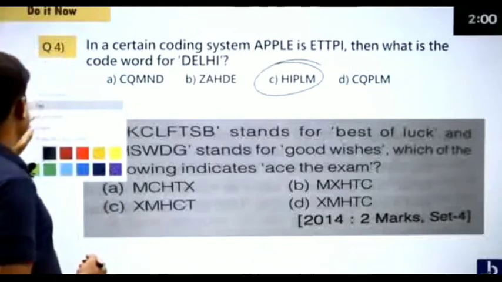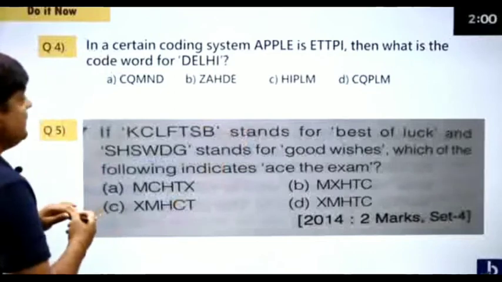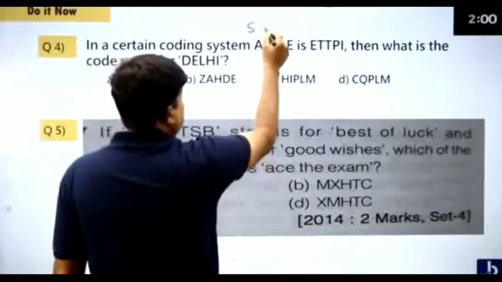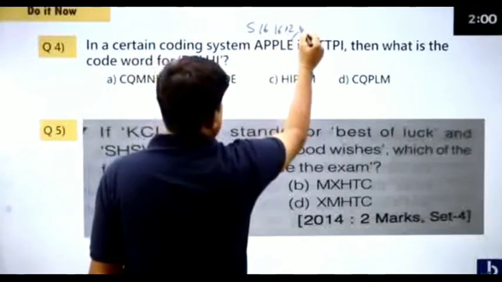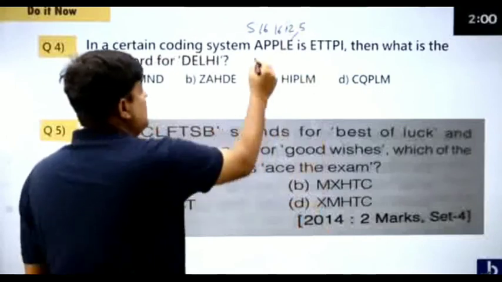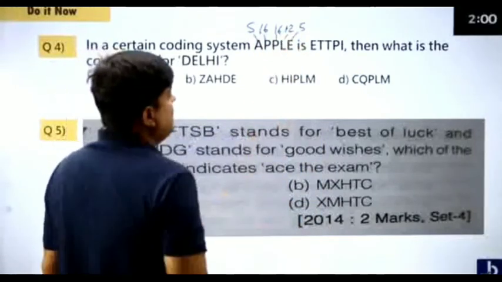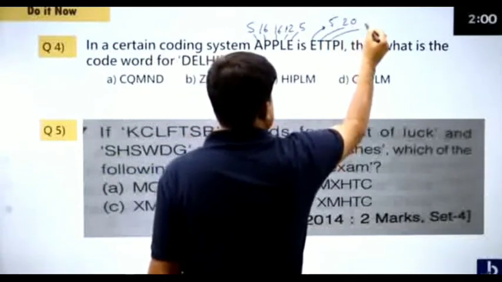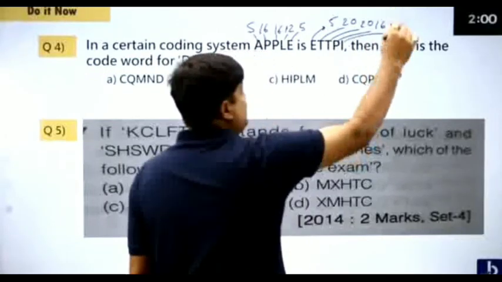Clear? So, Aniket has got the wrong answer here. So, probably Aniket is right or wrong, I don't know. Have a look here. Apple. A is nothing but what? 5. P, 16. And then L is 12. Then E is what? 5. Clear? So, these are the ranks of all these letters. So, how are these shifted? This is 5. This is 20. This is 20. This is 16. And the last one is 9.